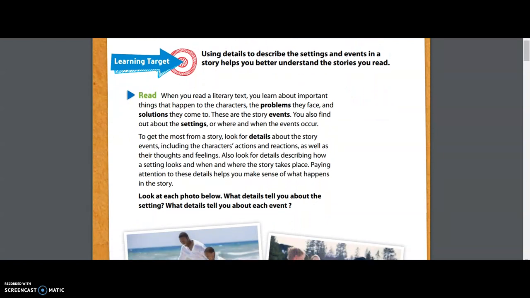The beginning of this says, "When you read a literary text, you learn about important things that happen to the characters, the problems they face, and the solutions that they come to." So let's pause right there. We already see two very important bold words this week that are going to be utilized time and time again: the words problem and solution. We don't immediately see their definitions right after this in our text, because we don't need too many context clues, since you all, for the most part, understand what a problem and a solution are.